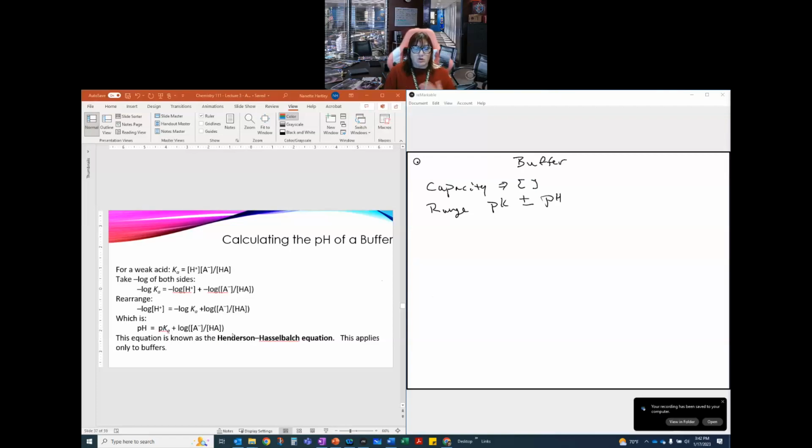Okay, so you'll hear me say this over and over and over. pH is equal to pKa plus the log of the base over the acid. And that's where this comes from. That is the Henderson-Hasselbalch equation.